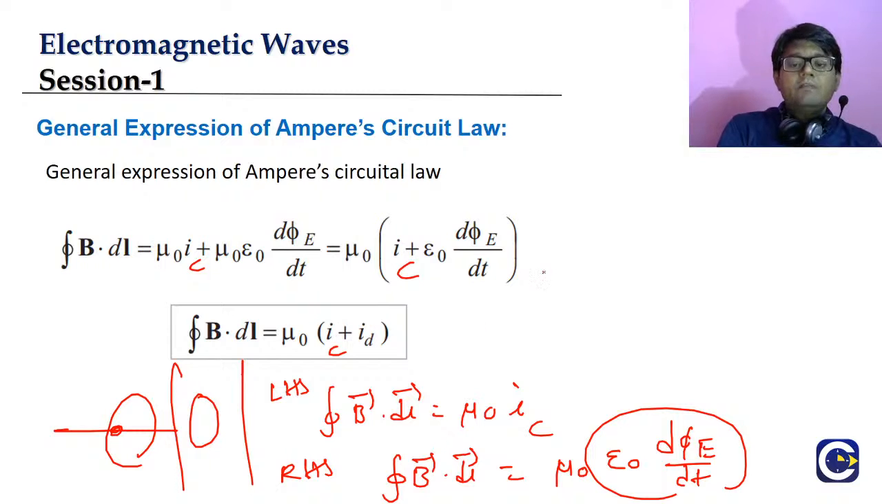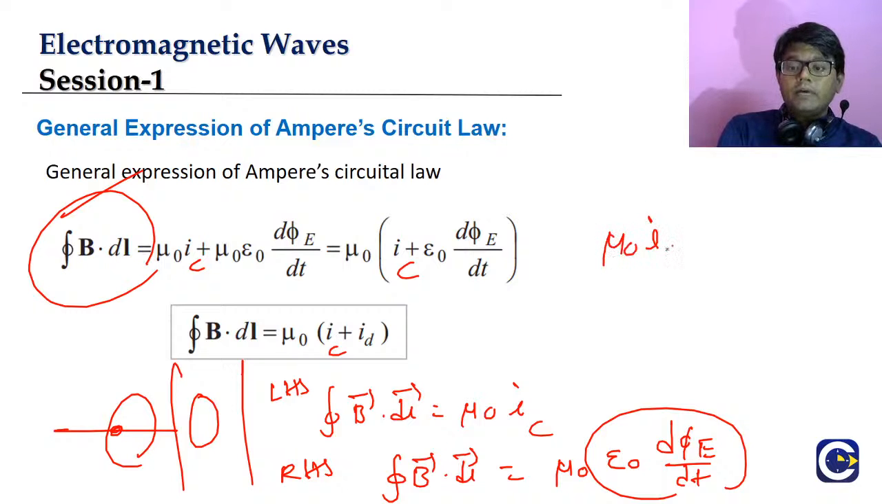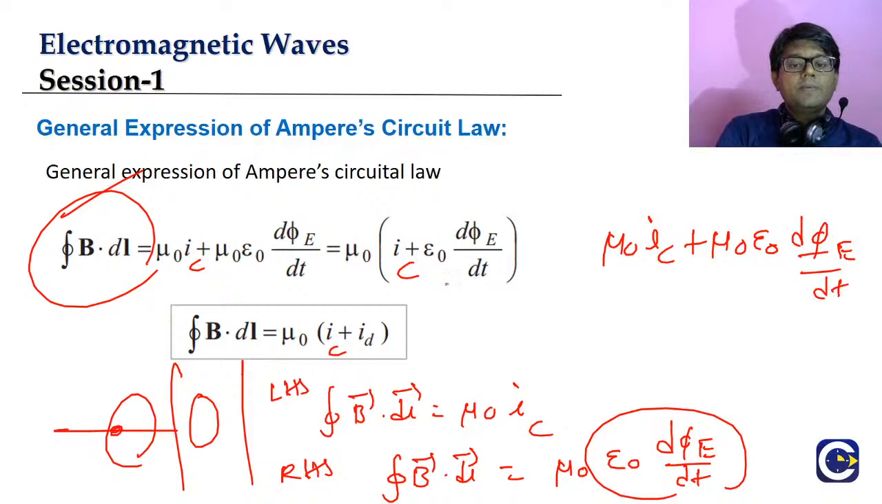Through a region, when we want to apply the Ampere loop rule, it will include both these terms. This is what we are going to call the modified Ampere circuit law. The left hand side is the same: the line integral of B dot dl will be equal to mu naught into IC plus mu naught into epsilon naught into d phi E by dt. Which means we have mu naught into IC plus mu naught into ID.